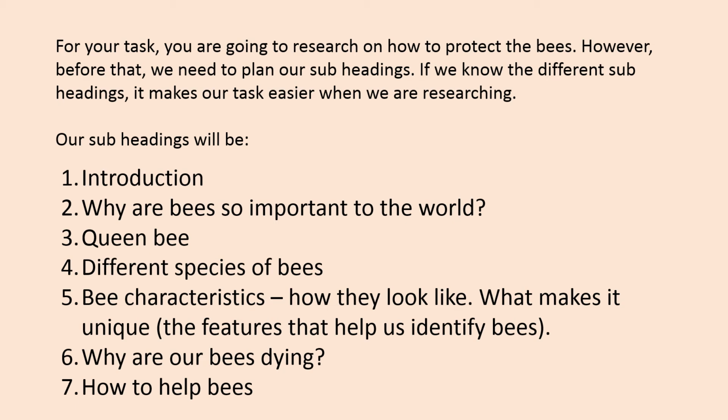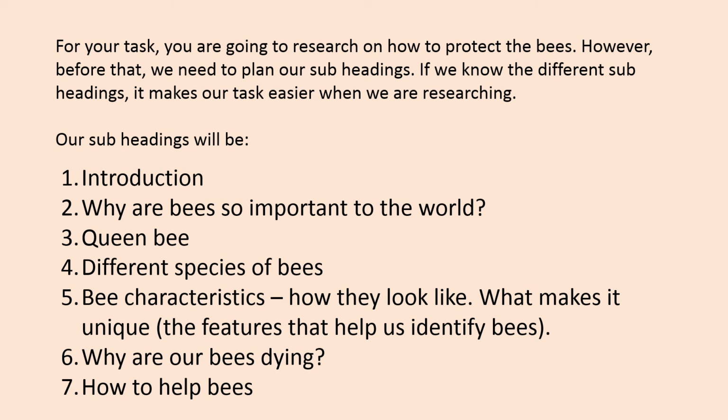But first, before our research, we need to plan our subheadings. When we know the different subheadings, it makes our task easier when we're researching because we know exactly what we're looking for. For example, our subheadings will have an introduction. You can have, why are bees so important to the world? Another subheading could be queen bee. Fourth subheading, different species of bees. Fifth subheading, bee characteristics. Number 6, why are bees dying? And number 7, how to help bees.